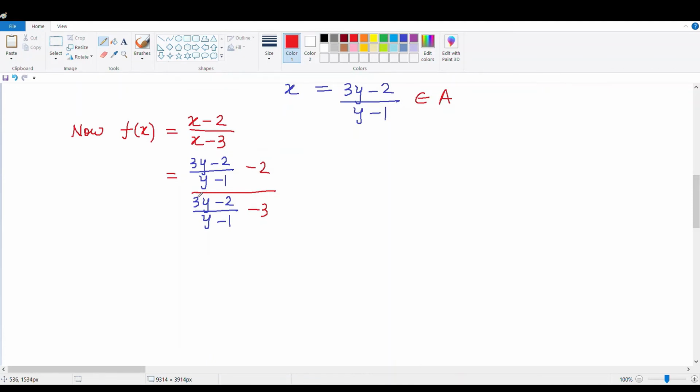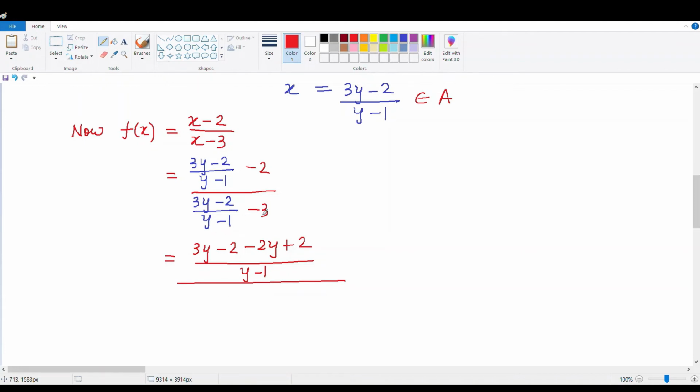Now we are going to multiply negative 2 times y minus 1 in this numerator, and multiply negative 3 times y minus 1 in here. So we are going to end up getting 3y minus 2 minus negative 2 times y, negative 2y, negative 2 times negative 1, positive 2, over this denominator y minus 1, and all over.